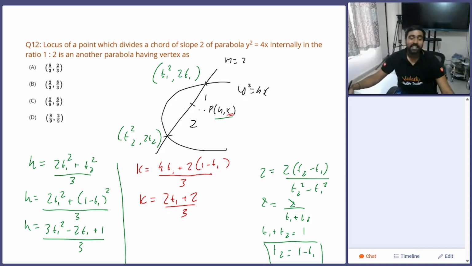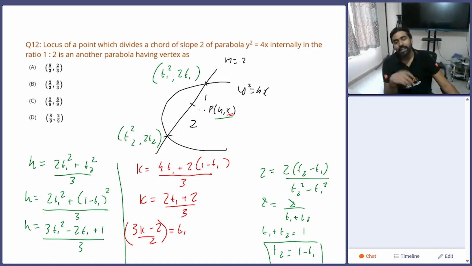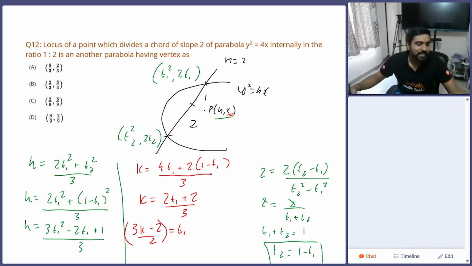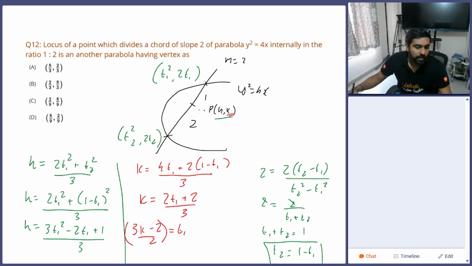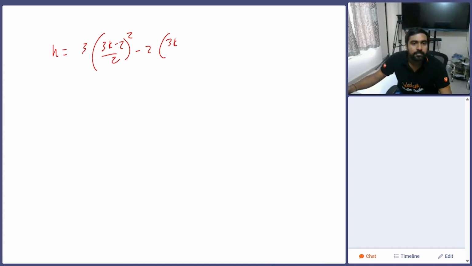Now finally we can say that the T1 ka value hai, that itself is equal to 3K minus 2 divided by 2. This is the value of T1. Chalo. Finally, we were able to eliminate the parameters T1 and T2, because I can substitute this T1 into the H wala expression over here, which gives me H is equal to 3 into (3K minus 2 divided by 2) ka whole square minus 2 into same (3K minus 2 divided by 2) plus 1, divided by 3.